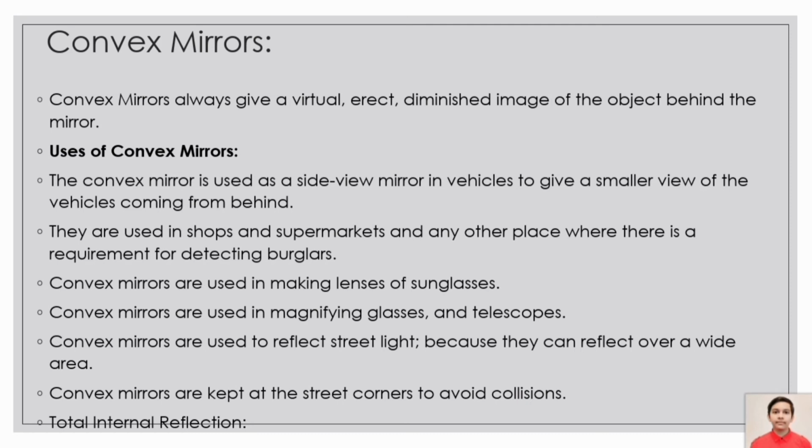They are used in shops and supermarkets and any other place where there is a requirement for detecting burglars. Convex mirrors are also used in magnifying glasses and telescopes, and also in making lenses of sunglasses. Convex mirrors are used to reflect street light because they can reflect over a wide area. Convex mirrors are kept at street corners to avoid collisions.